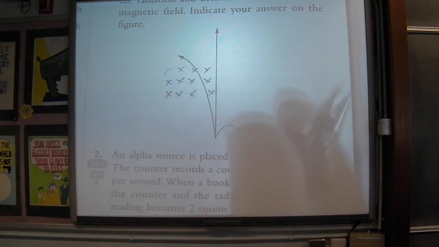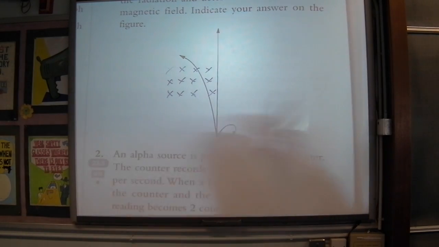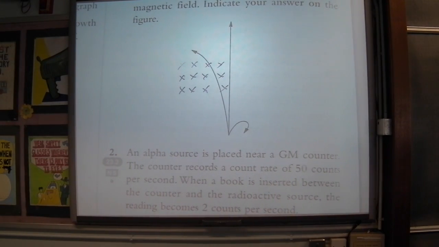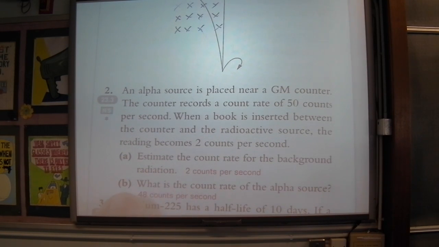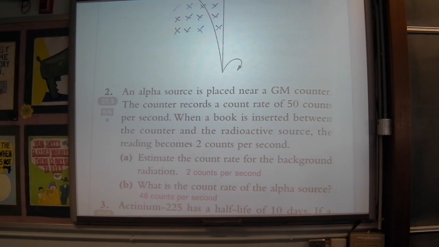So you draw all the crosses over the whole region. I'm lazy, so I won't draw that many. Okay? So the magnetic field should be into the paper.